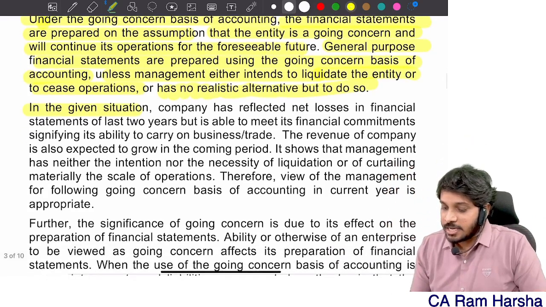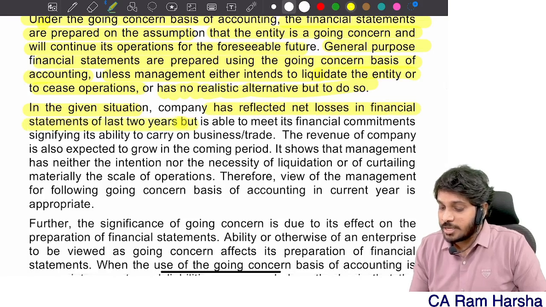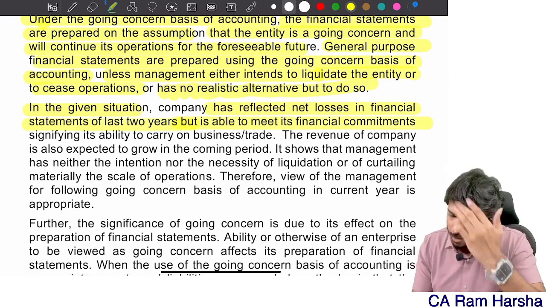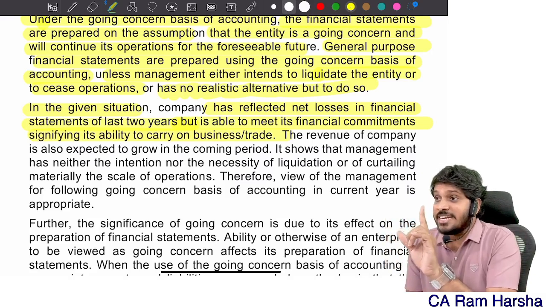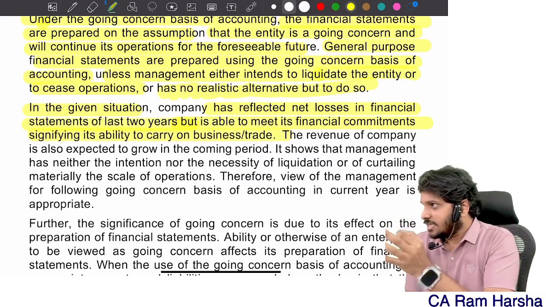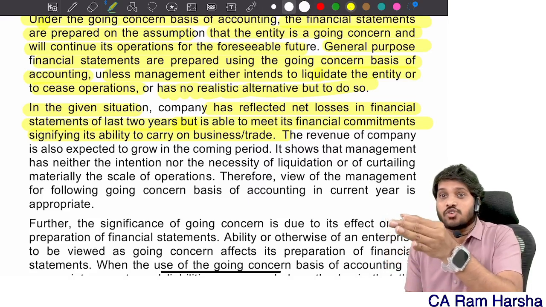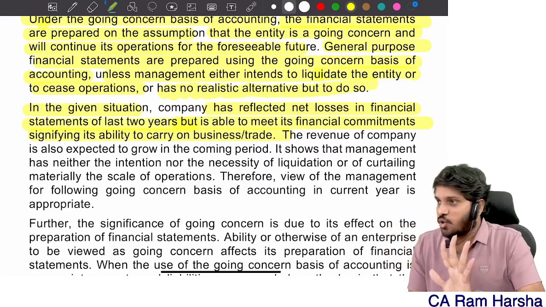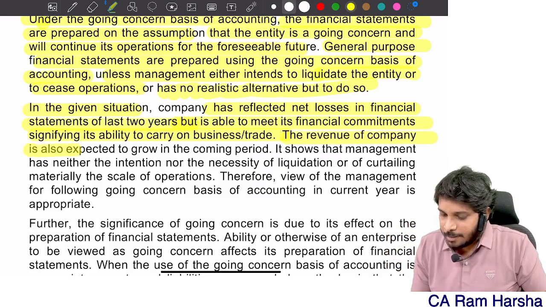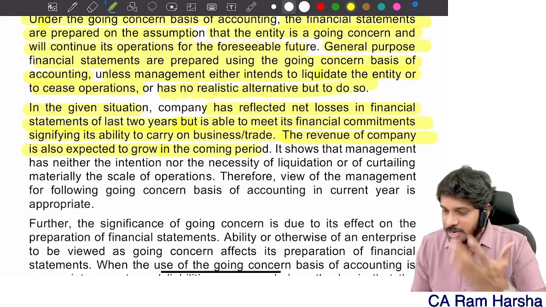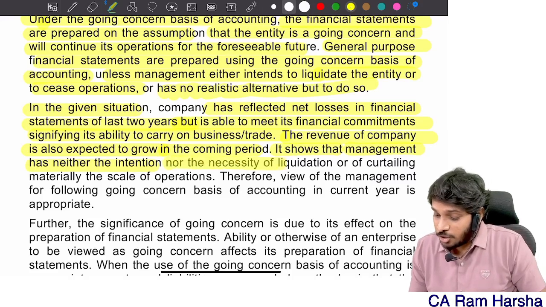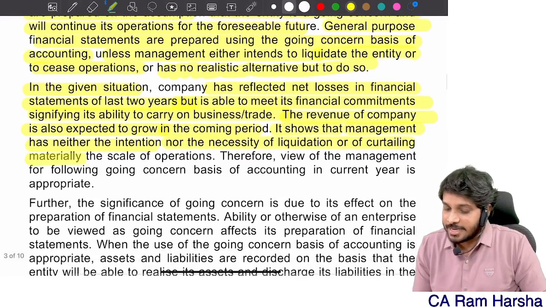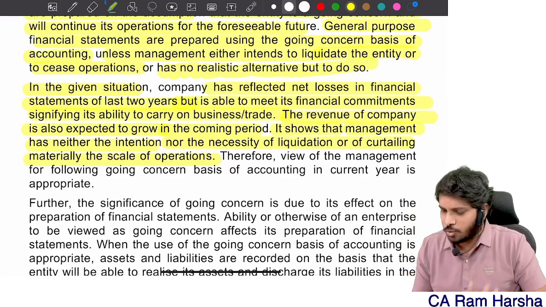In the given situation, the company has reflected net losses in the past 2 years, but is able to meet the commitments. By the way, net losses is a financial indicator, yes or no? This is an indicator that may cast a doubt on the entity's ability to continue as a going concern. The revenue of the company is also expected to grow in the coming period. It shows that management has neither the intention nor the necessity of liquidation or curtailing materially the scale of operations. Therefore, the view of the management is appropriate.